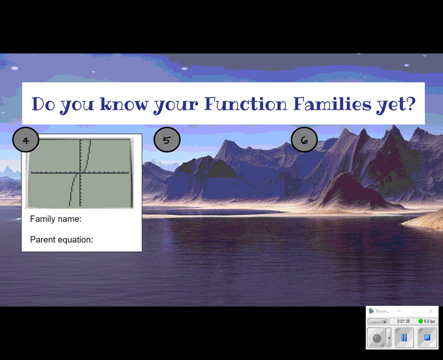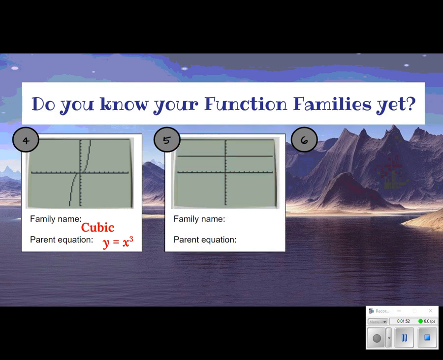Here is the 4th function family. Pause the video. This is the cubic function family, y equals x cubed. All right, here is your 5th function family. Its family name is the constant function family, and its parent equation is y equals a number, and in this case we're using c to represent that number.